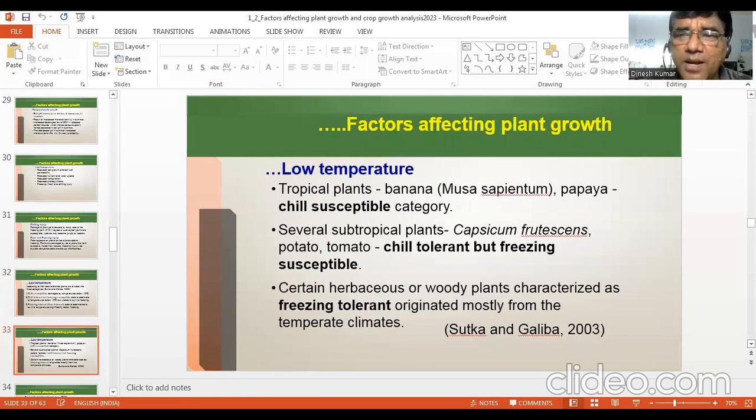Tropical plants like banana, papaya are chill susceptible. Several tropical, subtropical plants like capsicum frutescens, potato, tomato, they are chill tolerant, but freezing susceptible. And certain herbaceous or woody plants characterized as freezing tolerant originated mostly from the temperate climate. In temperate climate, you will find certain conifers, they are frost or freezing tolerant.